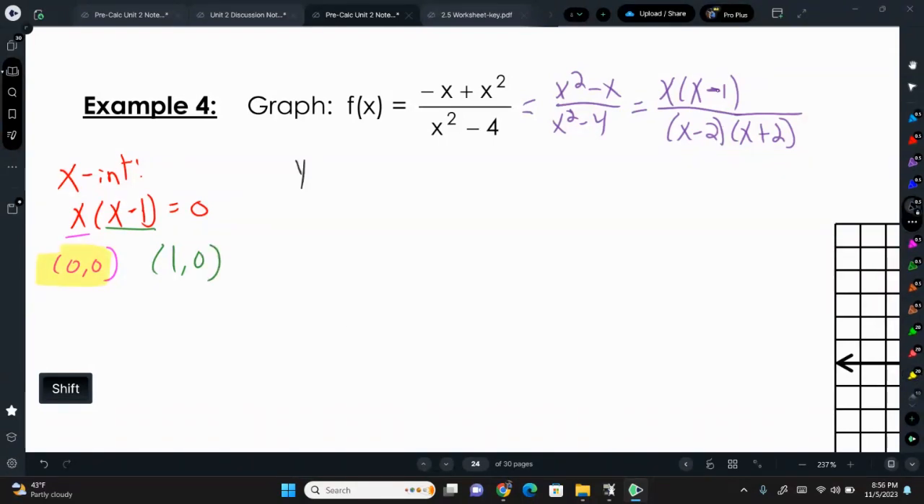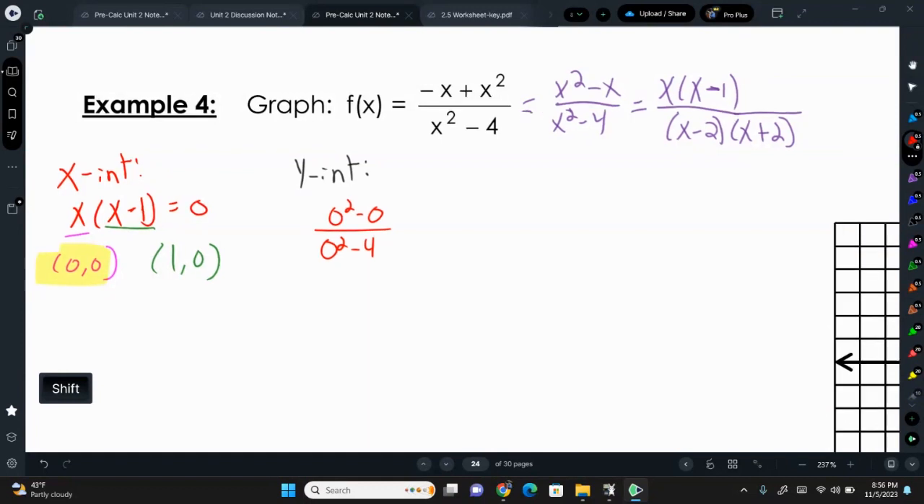All right, so for the y-intercept now, we can substitute 0 in, and you can substitute 0 into any of these functions, any of the three that we have above. I'm going to choose the middle one. So 0 squared minus 0 over 0 squared minus 4. Well, we get a 0 in the numerator, so that's just going to be 0. So f of 0 is equal to 0. 0, 0 is a y-intercept. Notice that your x and y-intercept are exactly the same. That can happen, and that's okay if it does.